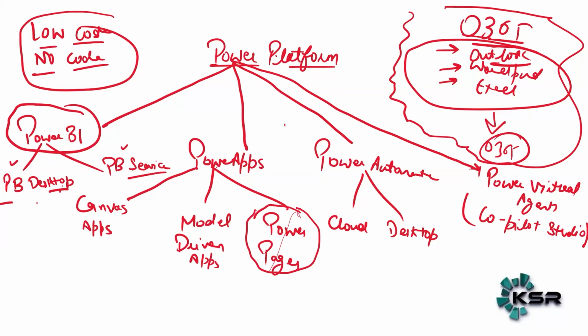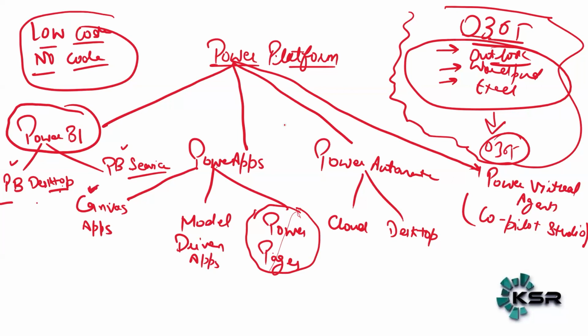So for the sake of simplicity, I have put in here only. Okay, so now Canvas app, model driven app, and Power Pages. These are the three types of Power App. Canvas app is nothing but when you want to have a customized UI for your app, then you will go ahead with the Canvas app.